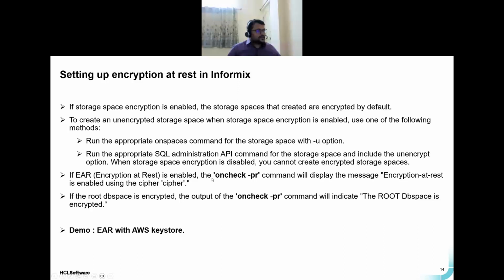And we can check using oncheck -pr if the encryption at rest is enabled or not. If we run oncheck -pr, it shows the encryption at rest is enabled, using the cipher and the cipher algorithm, when the EAR is enabled. And if EAR is enabled, the root DB space is also encrypted. By running the oncheck -pr command, it will show that the root DB space is encrypted.